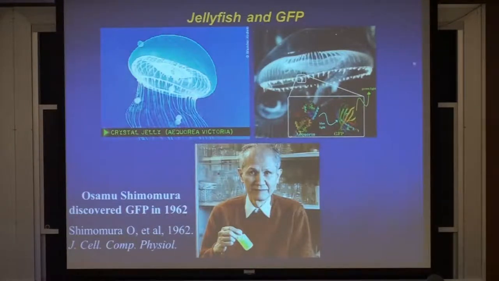So GFP actually was at that time regarded as like a byproduct. People were more interested in studying aequorin. And not many people really cared or appreciated the importance of GFP, except Osamu, who, based on his pure scientific curiosity, really wanted to purify the GFP. He did a lot of work and published and characterized the GFP properties in this journal called Journal of Cellular and Comparative Physiology. This journal has changed its name. Now it's called Journal of Cellular Physiology.